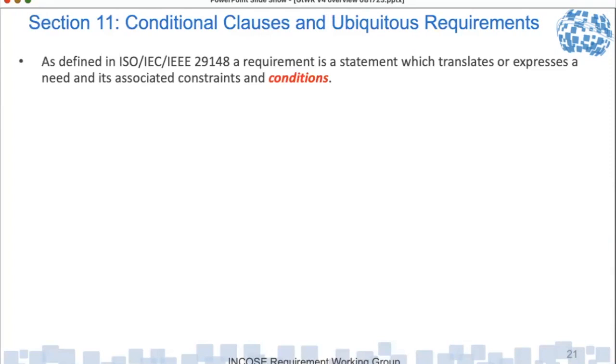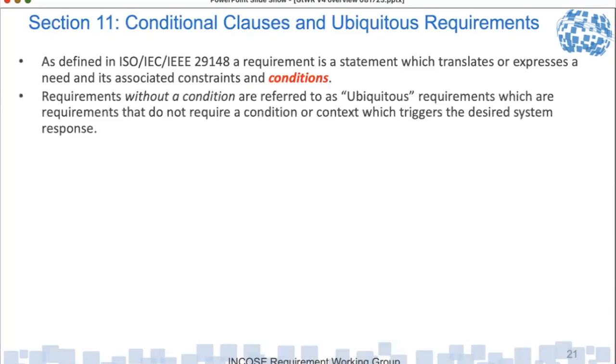Finding 29.148, your requirement statement translates, expresses a need and its associated constraints and conditions. Requirements without a condition are referred to as ubiquitous. These are requirements that do not require a condition or context which triggers the desired system response. So basically, a ubiquitous requirement applies across the board, independent of any triggers or anything else. It's a generic characteristic or expectation for the system.